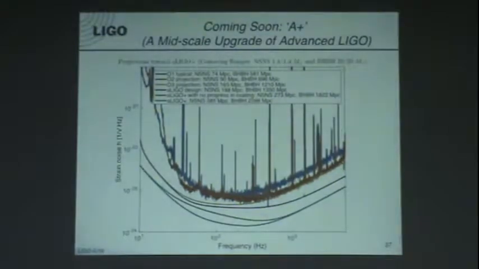So where are we going? Well, we have to improve the sensitivity of our detector. This was our design, this was our sensitivity during the first run. This is our projected sensitivity.